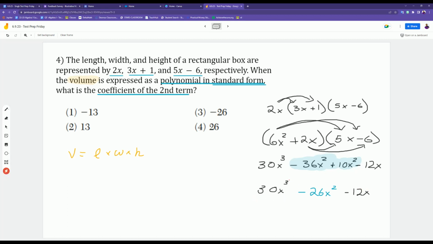We have 30x to the degree of 3, so that's the highest, negative 26x to the degree of 2, and negative 12x to the degree of 1. We don't see it, but we know it's a degree of 1. And the question says, when expressed in standard form, what is the coefficient of the second term? So this here is our first term, this is our second term, and this is our third term. Our answer is negative 26.